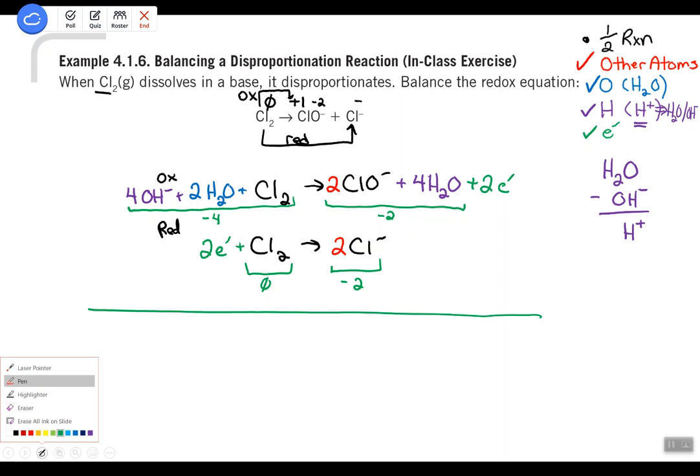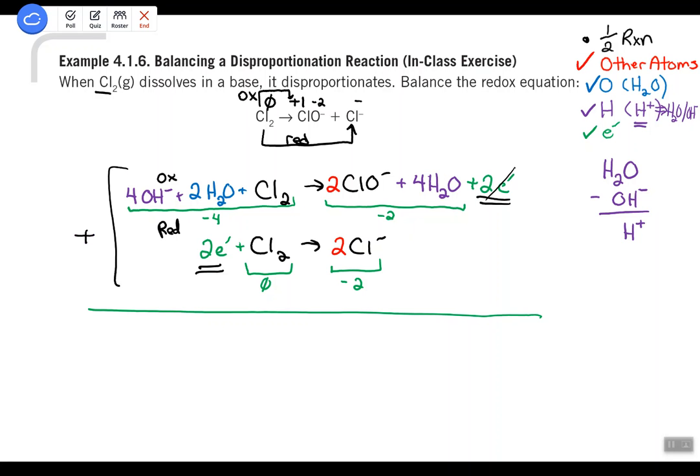I need to make sure that the number of electrons being produced matches the number of electrons being used up. Last time we had to find a common factor. Today we don't have to because it already matches. Nice and simple. So I'm going to add these 2 equations together, and I'm going to factor out common terms. So 2 electrons and 2 electrons. Electrons don't actually show up. We don't write them down in the overall balanced reaction.